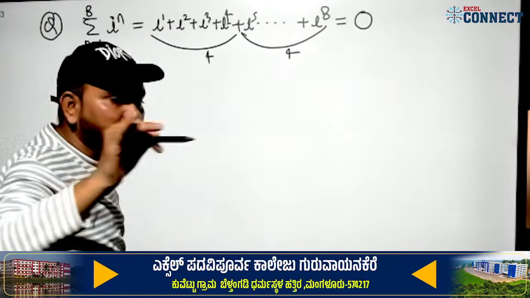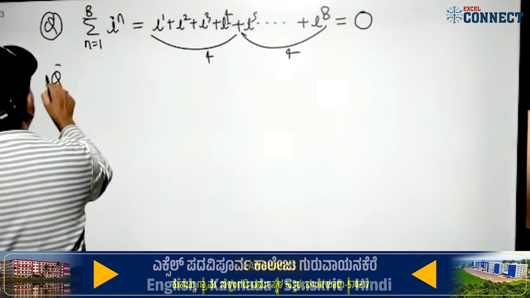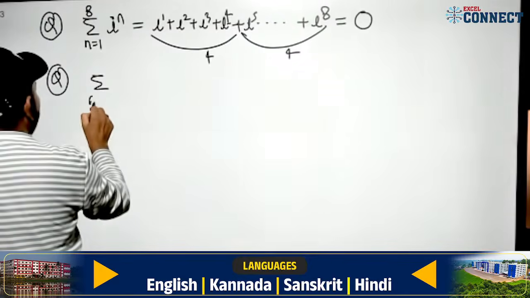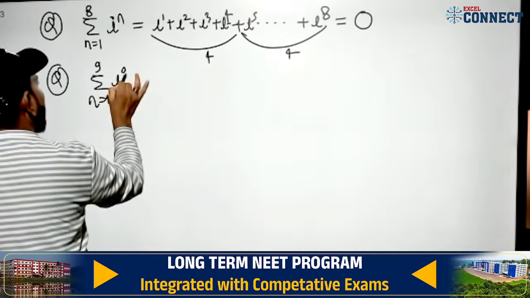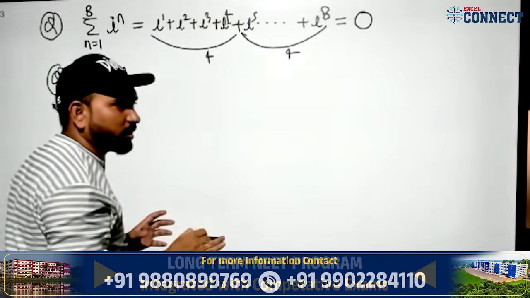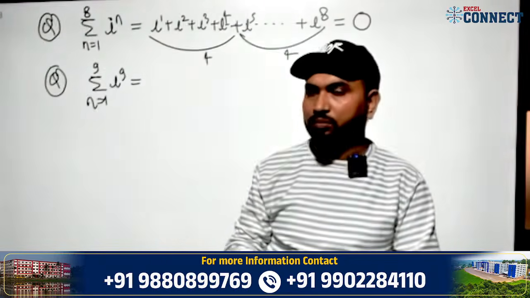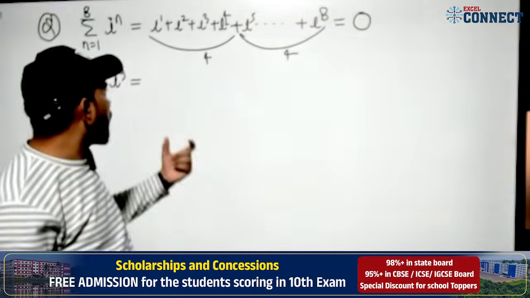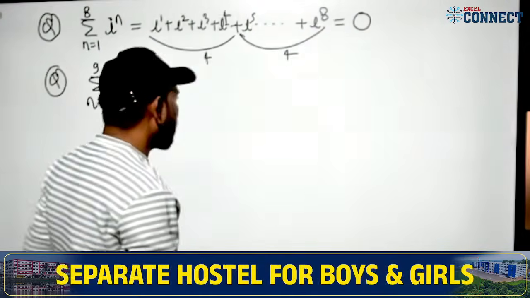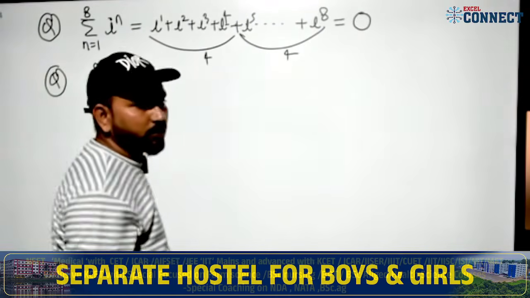Now if I ask you the question, what is the summation for n is equal to 1 to 9, i to the power n? What is the answer? Yes, answer this question. Yes, 0 is correct. Very good. Now answer this question. What is this? Iota power 9. Answer this question.